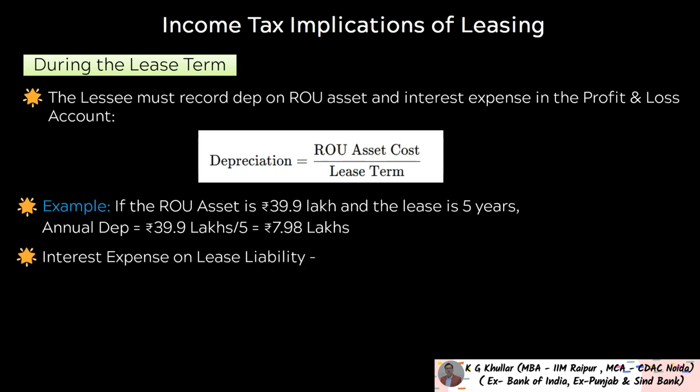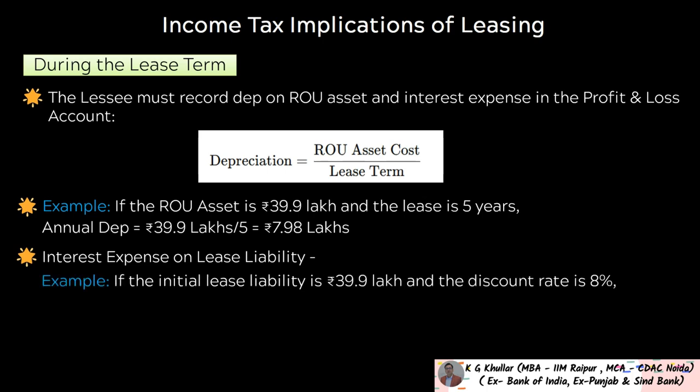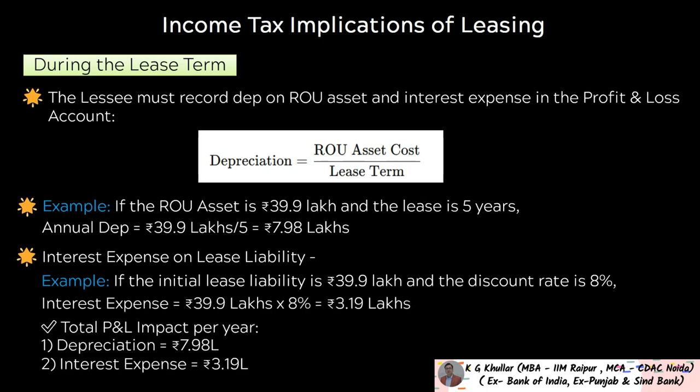Next friends, questions are also asked on calculating the interest expense on lease liability. So if the initial lease liability is rupees 39.9 lakhs and the discount rate is 8%, then interest expense will be simply 39.9 lakhs multiplied by 8% equals 3.19 lakhs. So the total profit and loss account impact per year will be: depreciation will be rupees 7.98 lakhs and interest expense will be simply 3.19 lakhs.